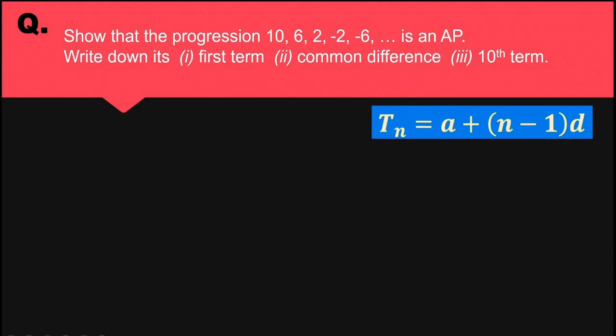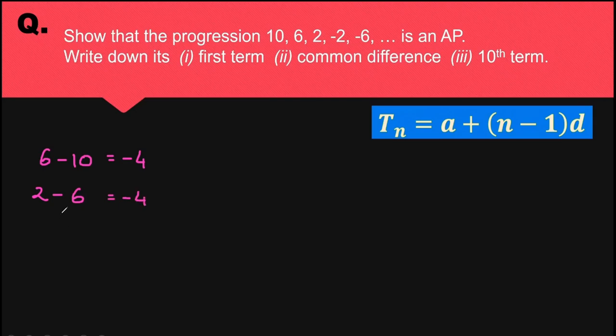So to check whether the given progression is an AP or not, we have to find the difference between consecutive terms. So the terms of the progression are 10, 6, 2, negative 2 and negative 6. So we find the difference, second term 6 minus first term 10, that gives negative 4. Similarly, we check third term 2 minus second term 6, that is again negative 4.